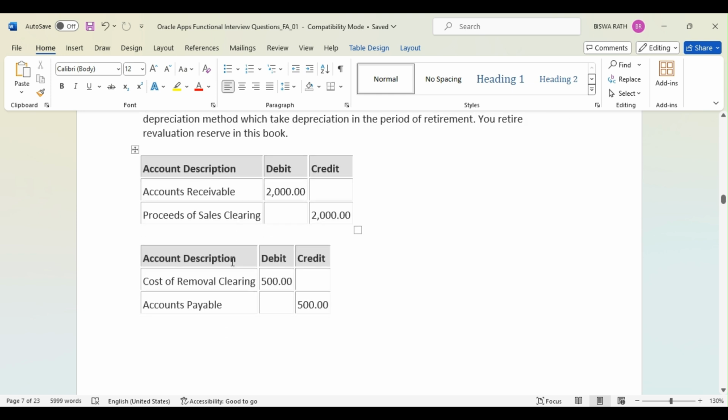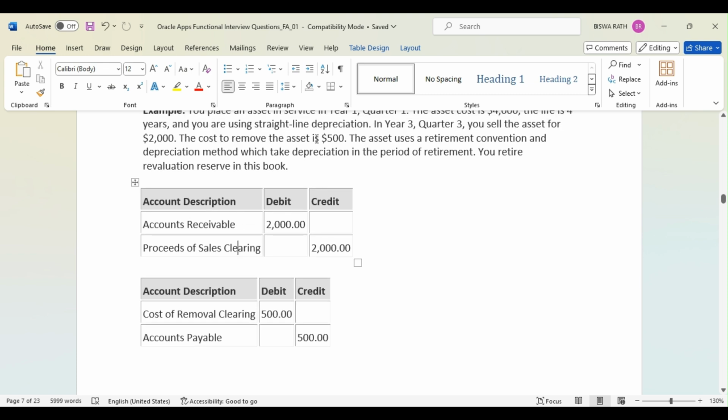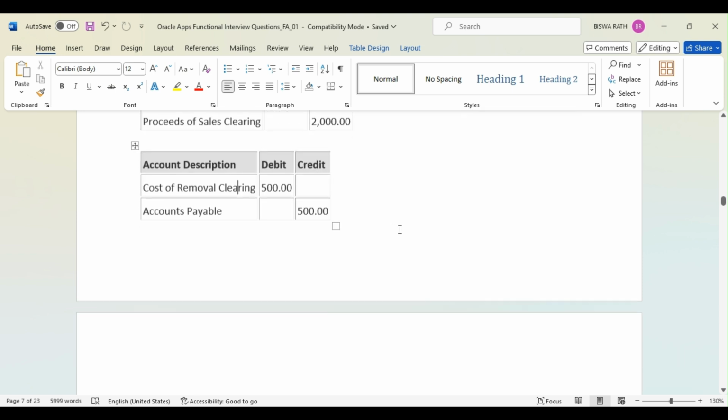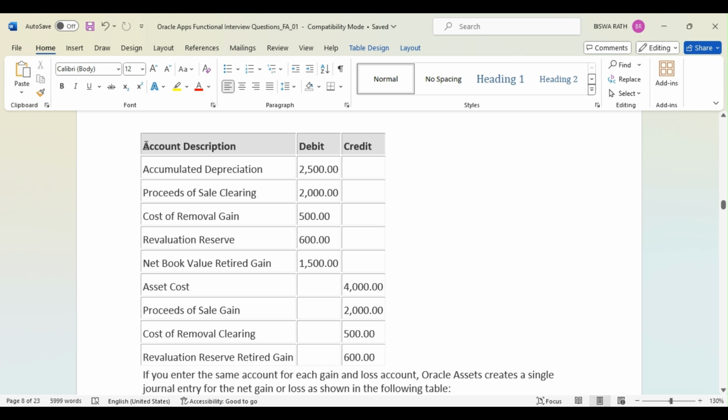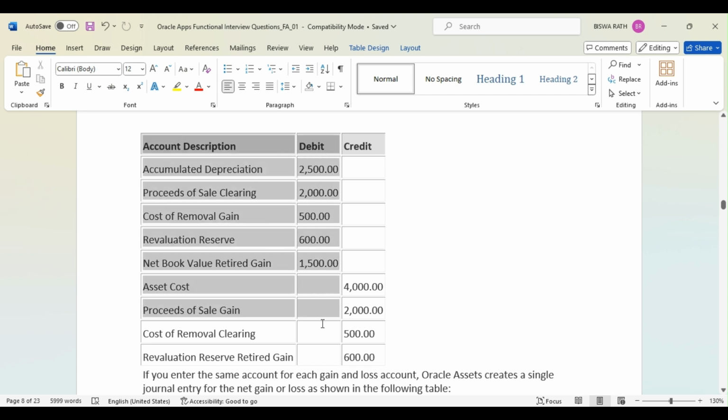Now as you can see over here, the selling has been done. What is the cost of removal? As you can see, the cost of removal clearing is 500 USD, which I have incurred especially when selling this asset, because this is a cost to the organization. So the accounting entry will be cost of removal clearing account debited to the accounts payable, $500 each. Now this is your total retirement with sale scenario accounting entry.